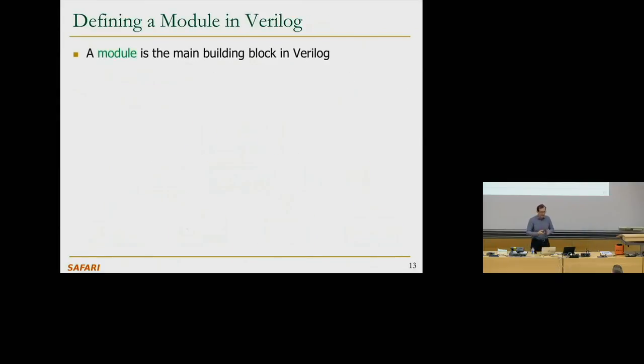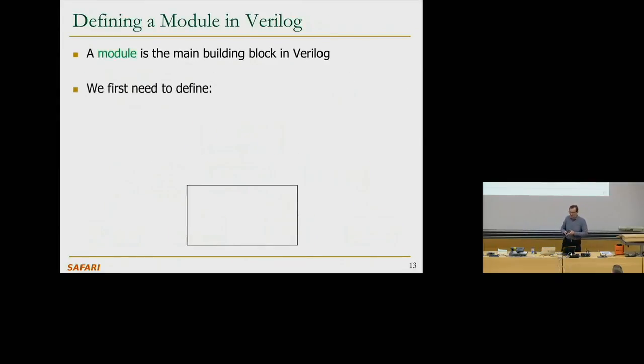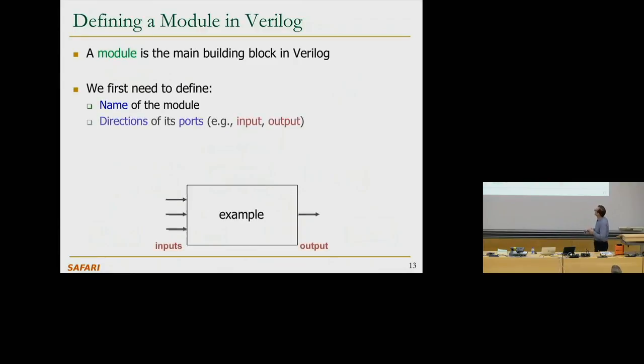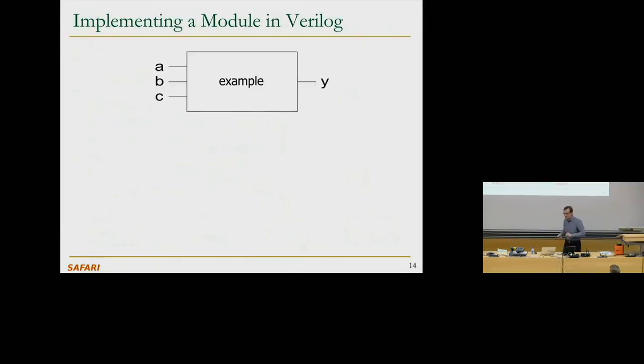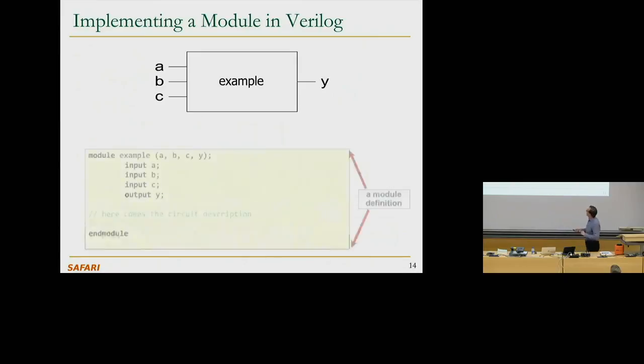Okay, so what's a module? Module is the main building block in Verilog. You first need to define the name of the module, hopefully. It's like a function, as I said. And then you have the directions of the ports, inputs and outputs. It's like a function, as you can see again. And the names of the ports, basically the name of the arguments of the function. So hopefully it's clear. And then you need to describe the functionality of the module, which is even the more interesting part. But you need this interface so that you can connect the submodule to module to other modules, right? So let's take a look at this one.